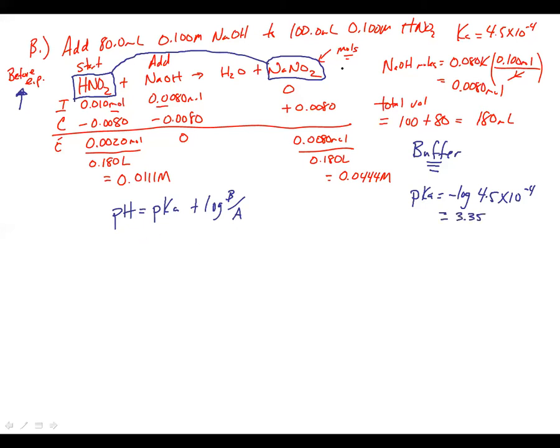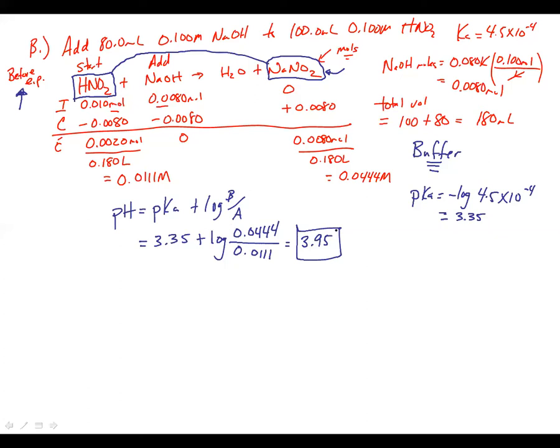That means our pH would equal 3.35 plus the log. Again, this guy obviously is our base, so we would want the 0.0444 on top. The nitrous acid obviously would be our acid. And if we do this and a little bit of this, we end up with 3.95 as our pH at this point in the titration. Any questions on those steps?